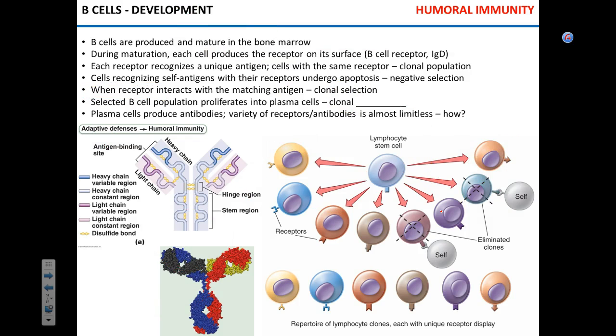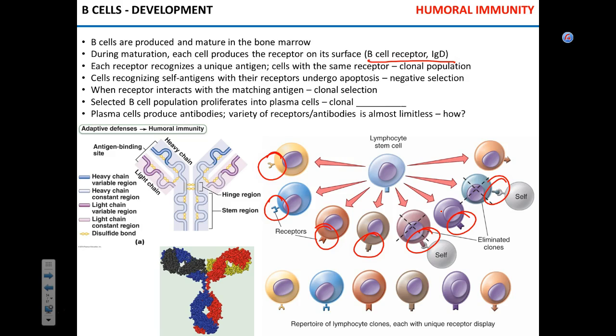Now we're going to talk about humoral immunity. So B cells, let's review what happens to them. They are produced in the bone marrow, as any other lymphoid cells. They stay there for maturation. Okay? So when they mature, cells produce different receptors, so-called B cell receptors, on their surface. Does that make sense?